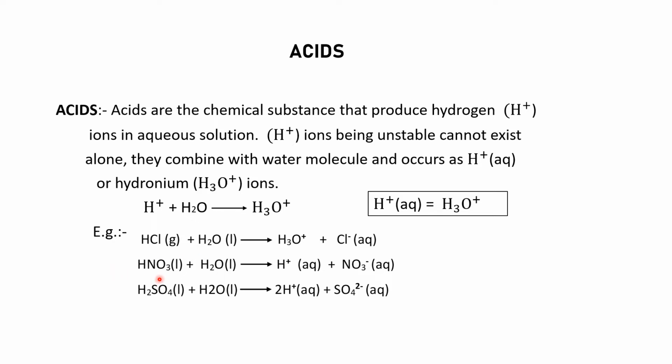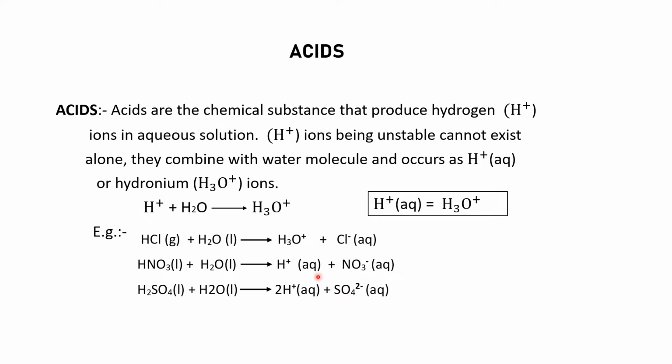Now you see another acid, nitric acid, HNO3. When it dissolves in water, it forms H+ ion, and another hydrated ion, that is NO3- or nitrate ion, in hydrated form, that means aqueous. Here also H+ aqueous is very similar to hydronium ion. Now when sulfuric acid is dissolved in water, it forms two hydronium ions or hydrated H+ ions, and there is formation of sulfate ion.